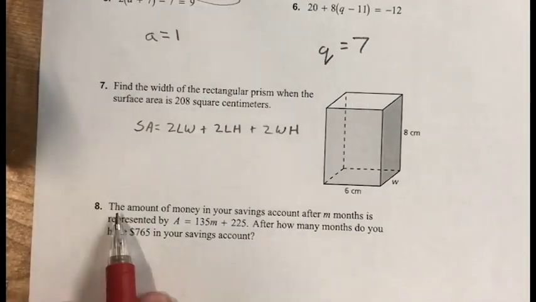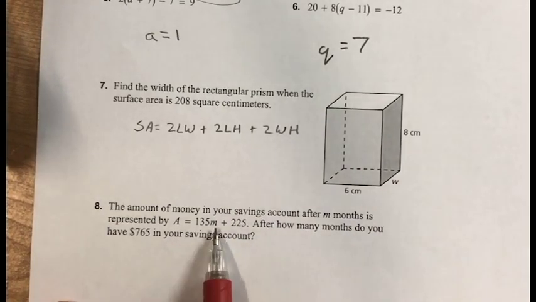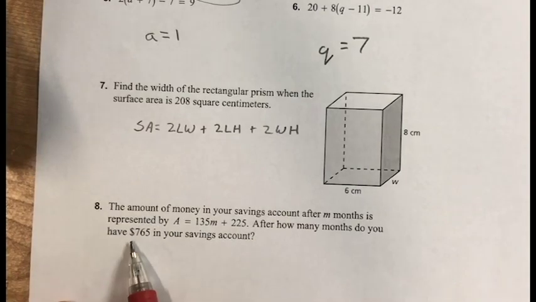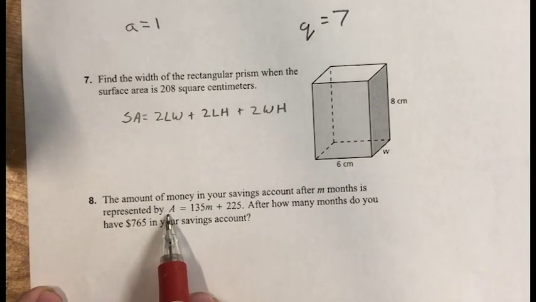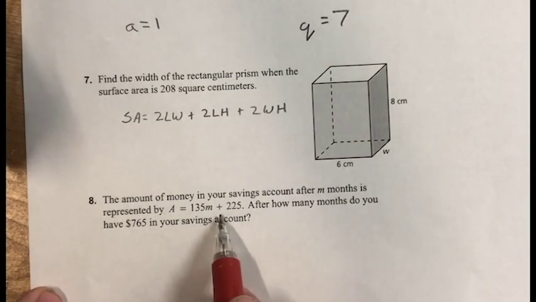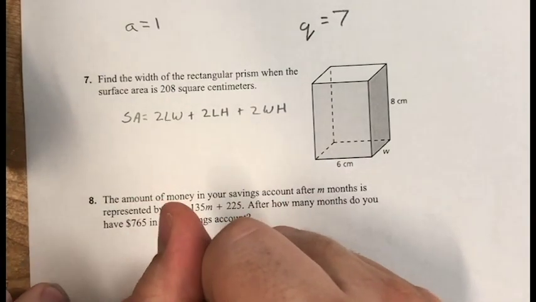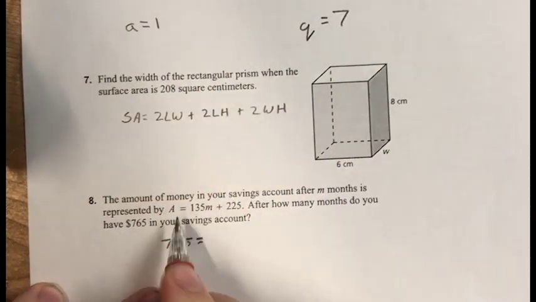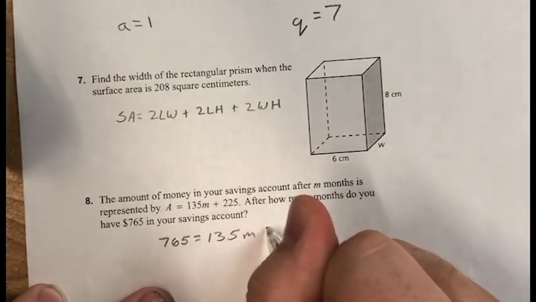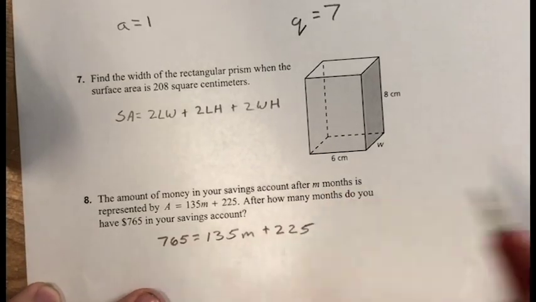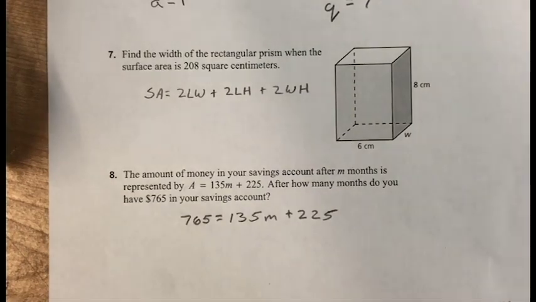Let's look at number 8. It says the amount of money in your savings account after M months is represented by this equation. After how many months do you have $765 in your account? So this A represents the amount of money that you have after you've waited so many M months. So you have $765. That means I'm going to basically plug that into my A. I'm going to plug that into my equation. And my job now is to simply solve it. And this is all I'm going to do for you on number 8 to help you out. I think you can figure the rest out on your own.